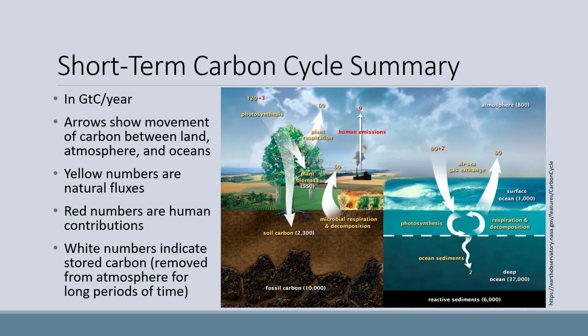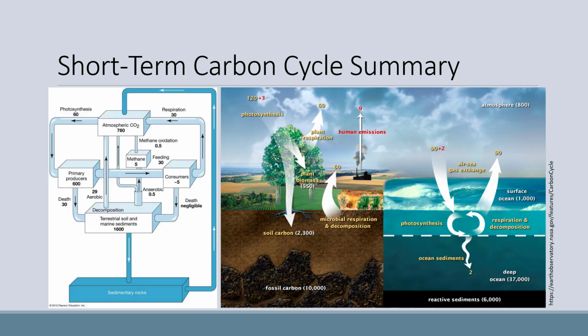Here's a diagram that shows the short-term carbon cycle again, with numbers for the reservoirs and fluxes added. Everything is in gigatons of carbon per year. The arrows show movement of carbon between the land, atmosphere, and ocean. Yellow numbers are natural fluxes, while red numbers are human contributions. Lastly, the white numbers indicate stored carbon removed from the atmosphere for long periods of time.